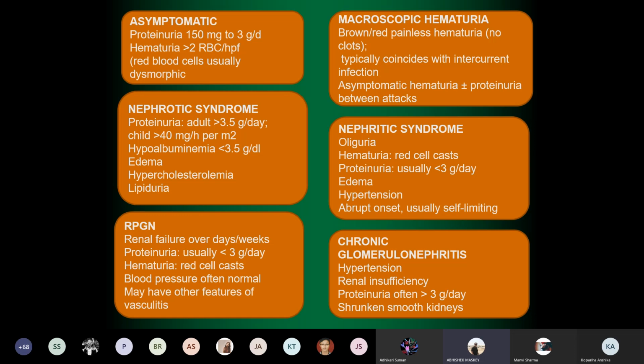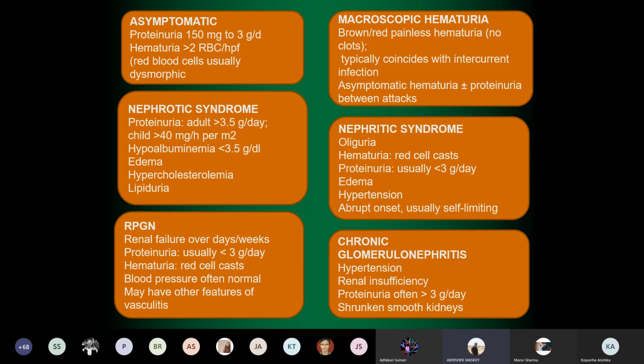So RPGN is a group of disorders which destroy the kidneys within days to months. These people also have some hematuria and some proteinuria, but not as much as in nephrotic syndrome; they have less than 3.5 gram per day of proteinuria, and hematuria will be there. But we follow up with the creatinine. Like today the creatinine is 2, and after a week maybe it becomes 2.5, then after another week 3.5. So weekly we see it increasing and increasing.